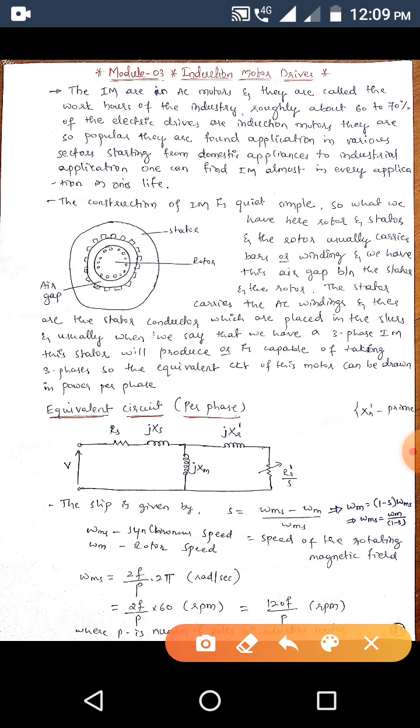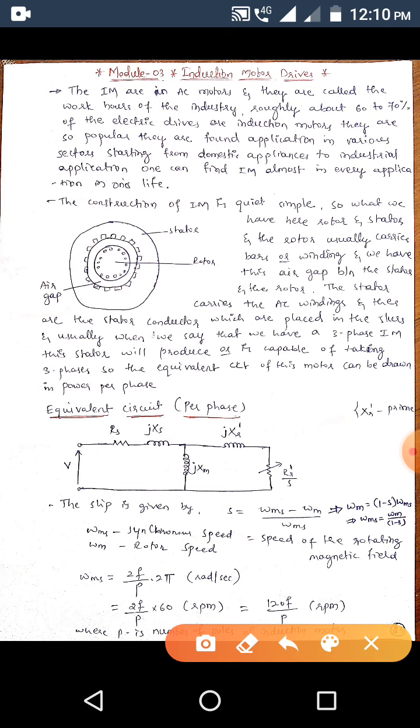So most of the domestic as well as industrial appliances use induction motors. Induction motors work on the AC supply, so it means induction motors are AC motors. They are called the workhorses of the industry, because they work on the AC supply, so depending upon the hours, we are going to run the induction motors here.